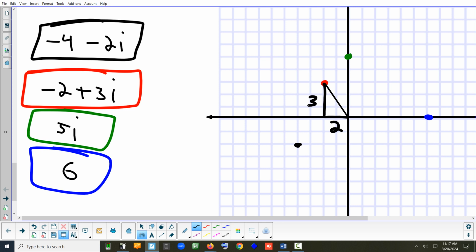So all you have to do is take the real part, square it. Take the imaginary part, which is 3, square it. And in the Pythagorean theorem, what do you do with those two things? Take the square root of the sum. So that's going to be the square root of 13. That's really the hypotenuse in that triangle, but it's called the absolute value. It's the distance from your point to the origin.